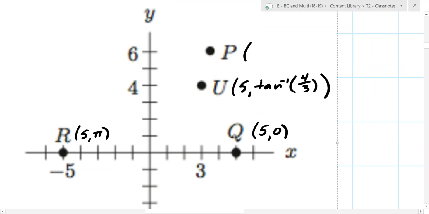What's P? Let's assume that's the point in Cartesian. Let's assume it's 4, 6 in Cartesian. What is it going to be in polar form? What do you think? What's the distance? Come on. Square root of 52. Square root of 36 plus 16 is 52. Thank you, Ken. Good job.